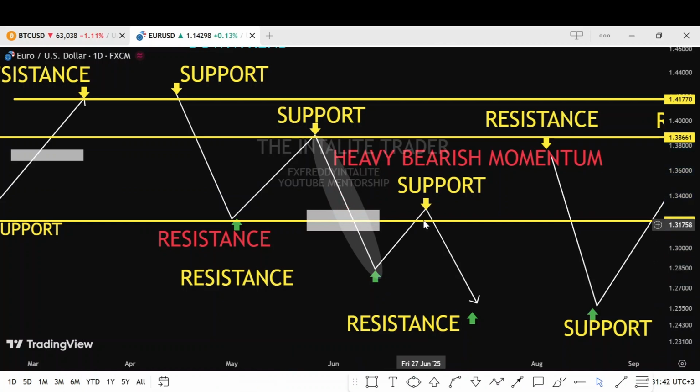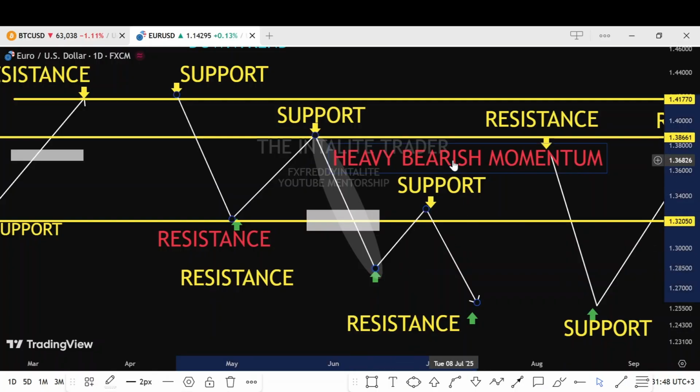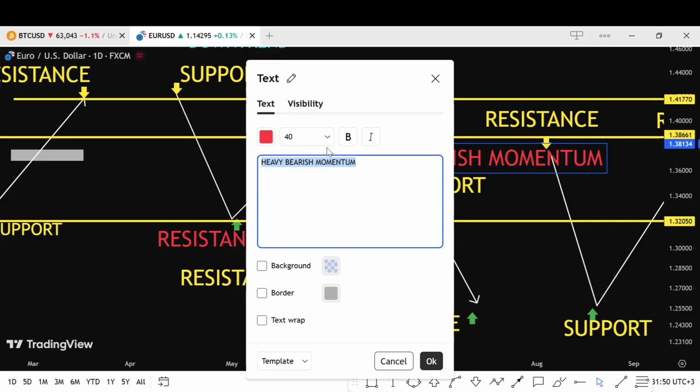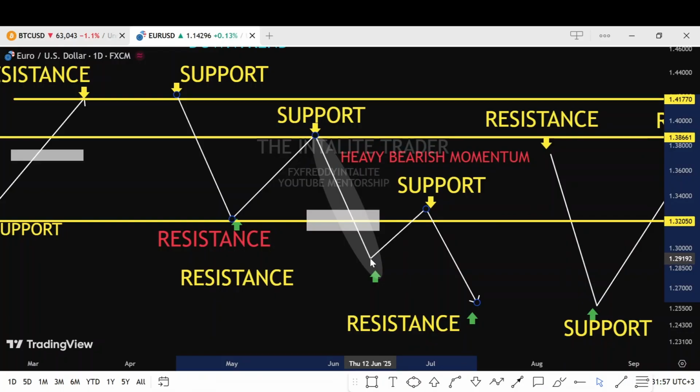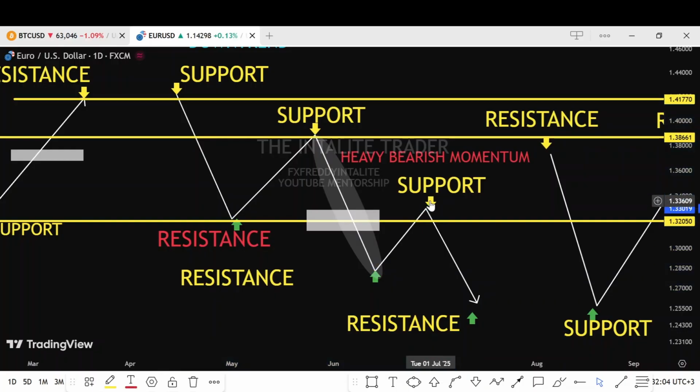If you remember break of structure, if you don't remember, go and watch the previous video. So this heavy bearish momentum, you want to trade with it because there is a strong selling presence that is breaking levels or zones or areas. So you want to trade with it.